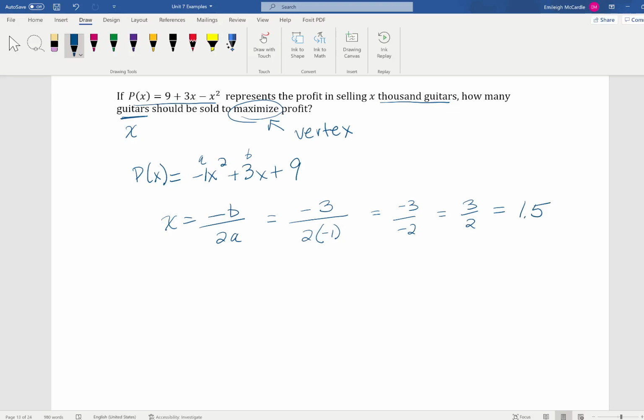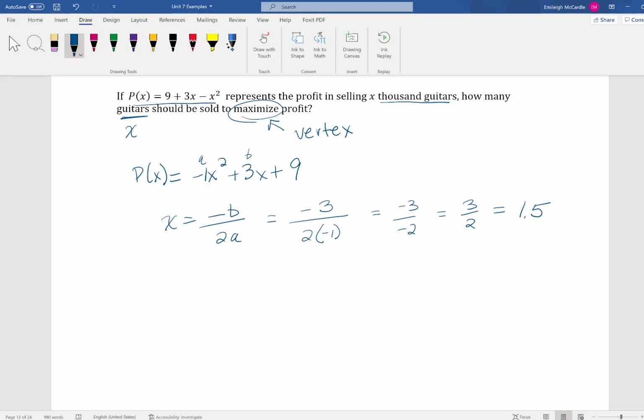Now, in this problem, it seems like that would be it. But if we think about this logically, this number should be the number that I have to sell in order to maximize my profit. And it really doesn't make sense to only sell 1.5 of a guitar or 1.5 guitars. So you're going to sell 1.5. That doesn't exactly make sense. So we need to go back and look at the problem and read this more carefully.